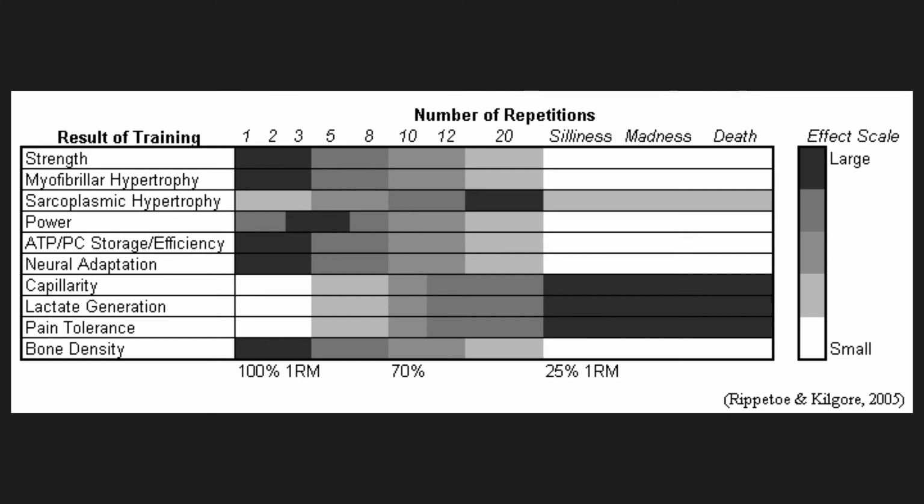So this brings us to this awesome chart, and it shows the number of repetitions and the expected training effect as per our SAID principle, our specific adaptations to imposed demand. So first, on the left-hand column, you'll see that strength has an ideal training effect between 1 to 3 repetitions. So does myofibrillar hypertrophy, whereas sarcoplasmic hypertrophy hits its maximum effect at 20 repetitions. So we want to make sure that we have a balance between both.